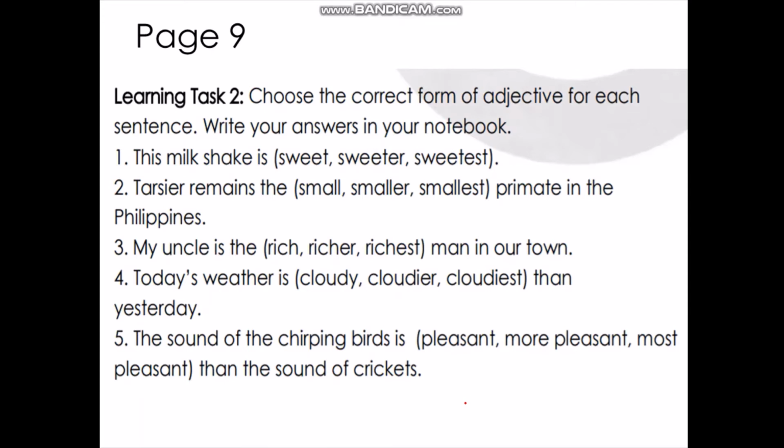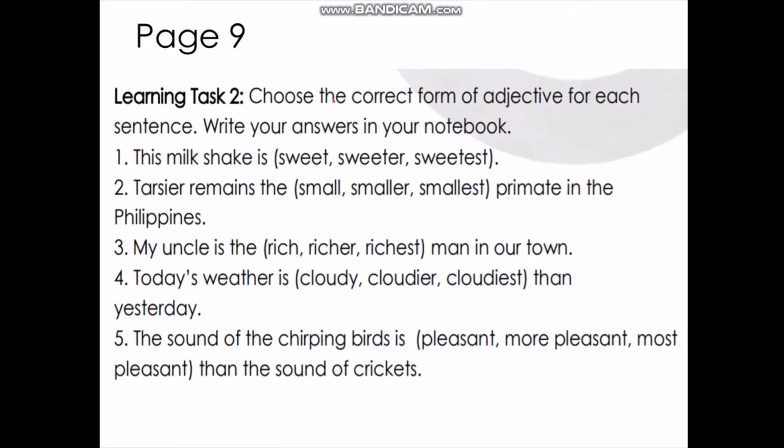So now let's answer page 9 on your paper. Okay, learning task 2 and then answers only, write 1 to 5. Again, write on your paper page 9, learning task 2 and then write 1 to 5. So this is what we're going to do. Choose the correct form of adjective for each sentence. Okay, write your answers in your paper.